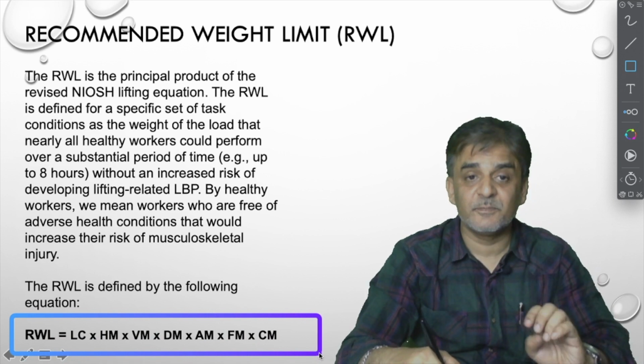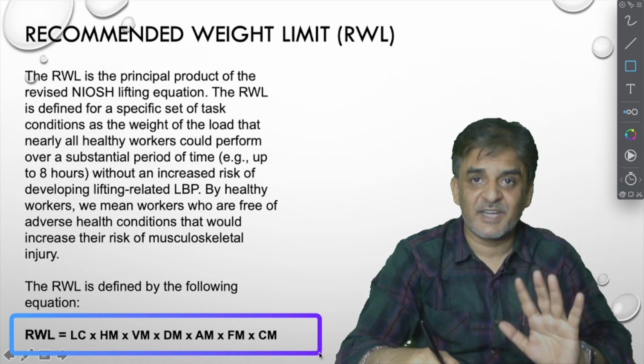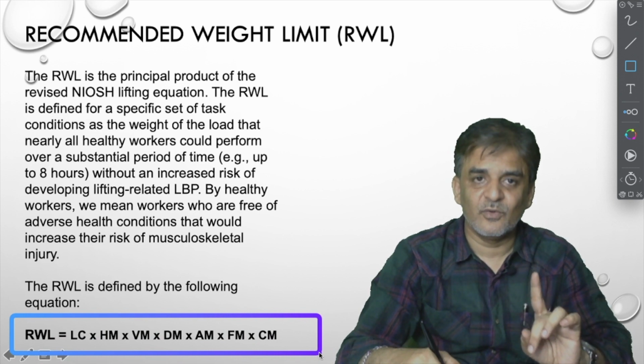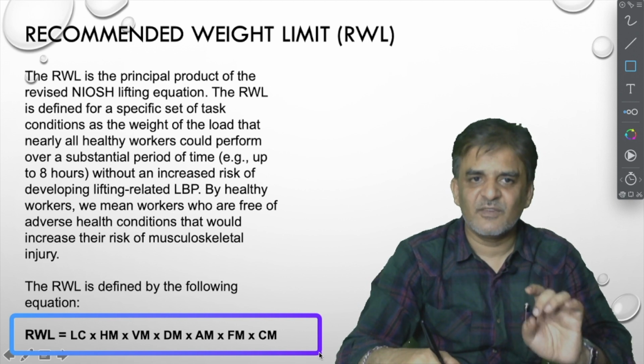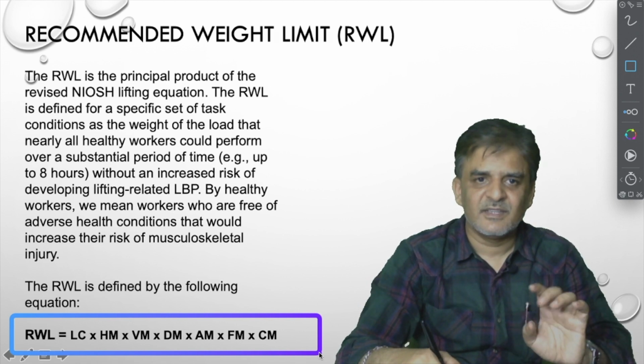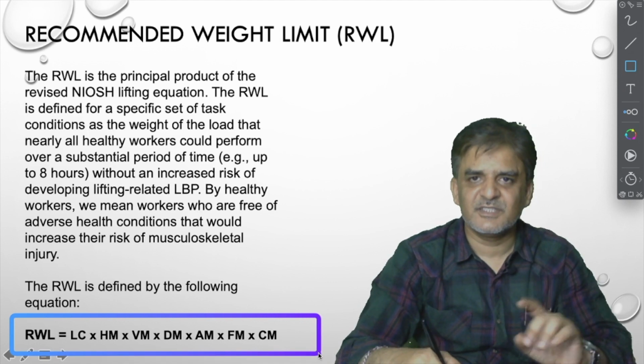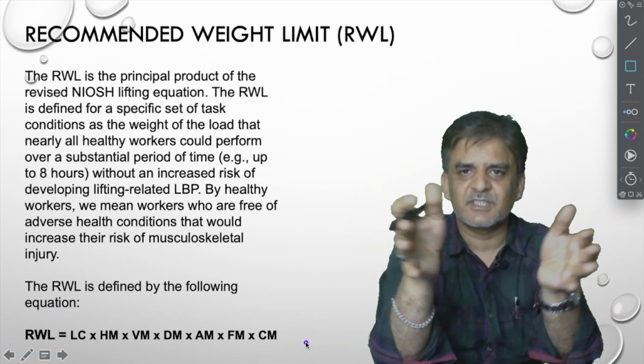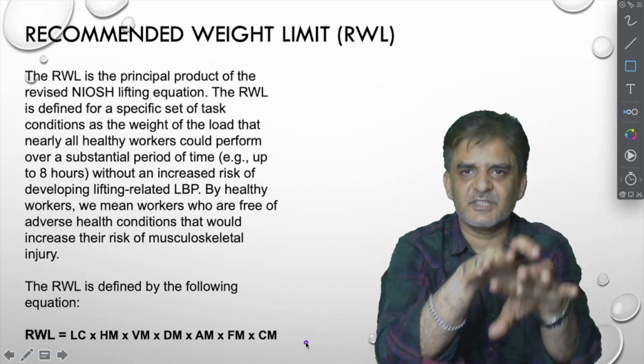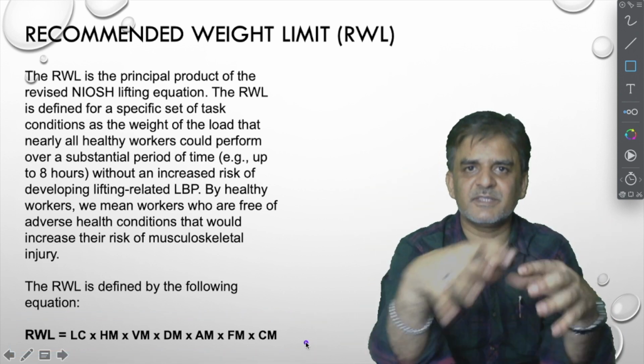This equation is based on 6 factors and 1 load constant. It is supposed that 23 kgs of load is being lifted. Then according to that, there are 6 multipliers, and this equation is nothing but the multiplication of these 7 items. 1 is constant and the 6 are variables.